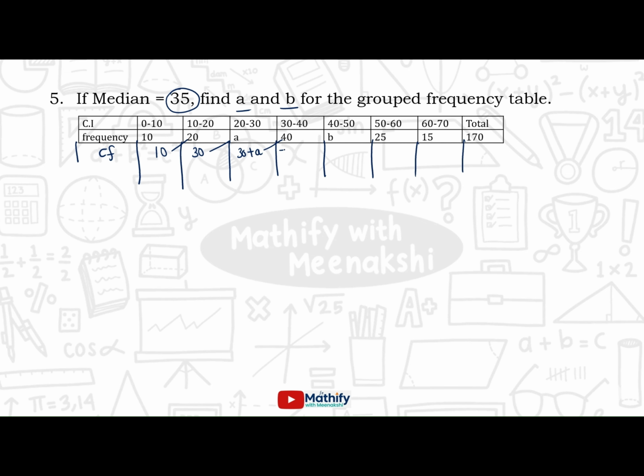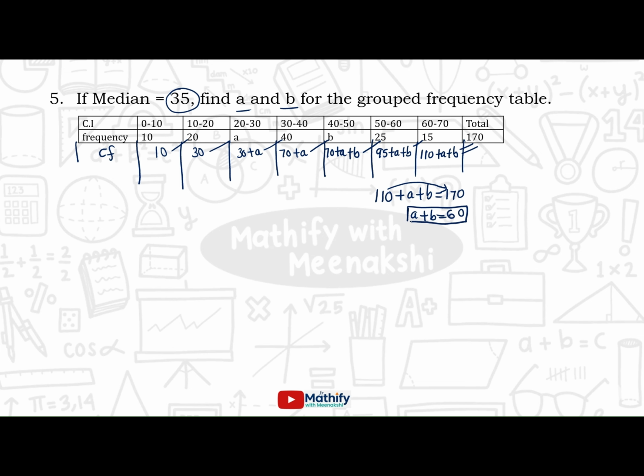Then 30 plus A plus 40, 70 plus A. Then 70 plus A plus B. Then you will add 25, that is 95 plus A plus B. Then you will add 15, that will give you 110 plus A plus B. And this is equal to 170. So from here, one equation is that 110 plus A plus B is 170. So you can write that A plus B should be, when you transpose 110 to that side, it becomes 60. So this is your first equation.